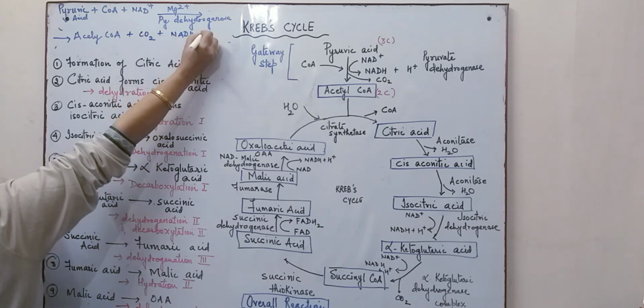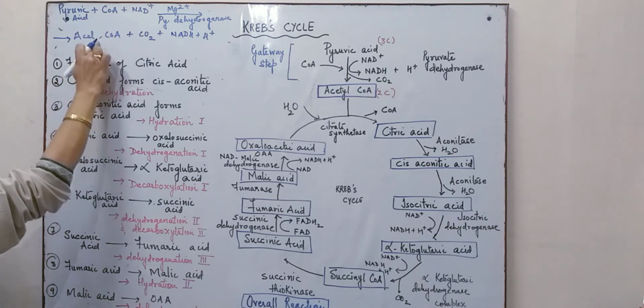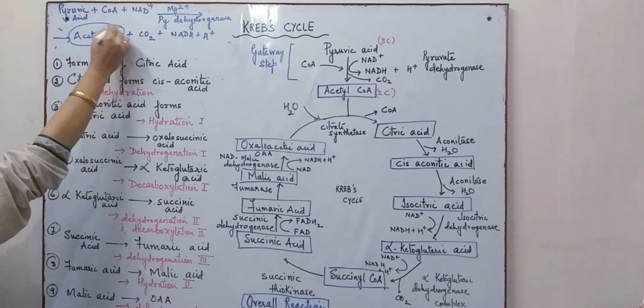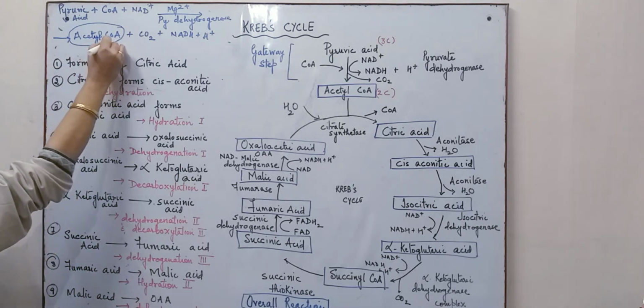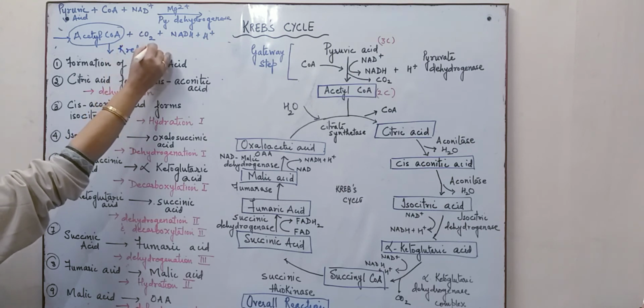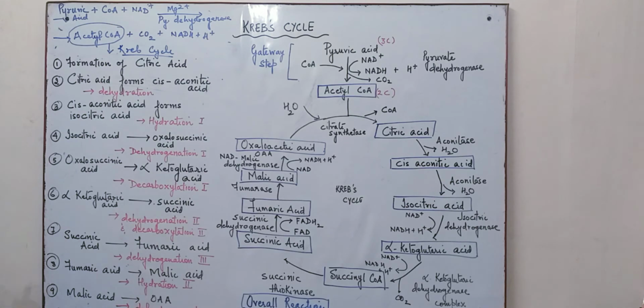NADH, and hydrogen ion is released. This is the first step or the gateway step in which the acetyl coenzyme A is formed. From here, it will now enter into the Krebs cycle. So this process, that is the pyruvic acid formation, has taken place in the cytoplasm of the cell, that is, we call it as cytosol.